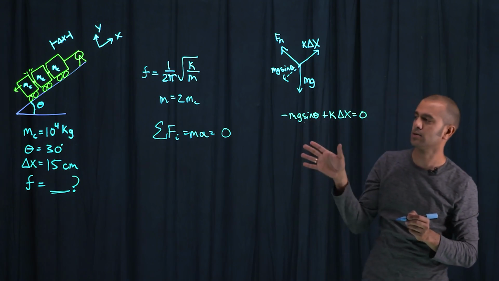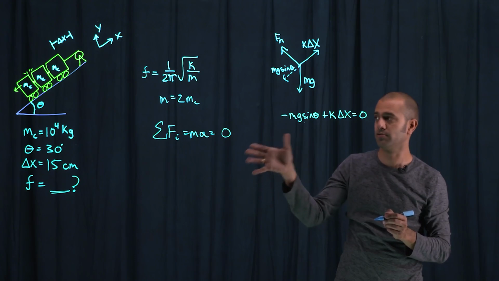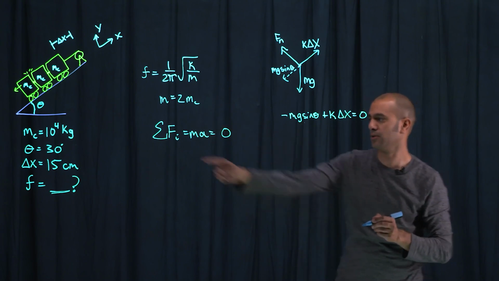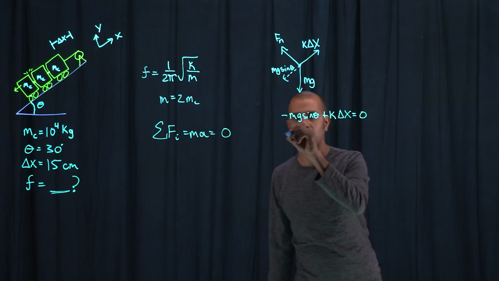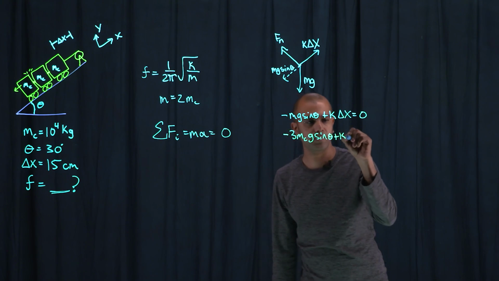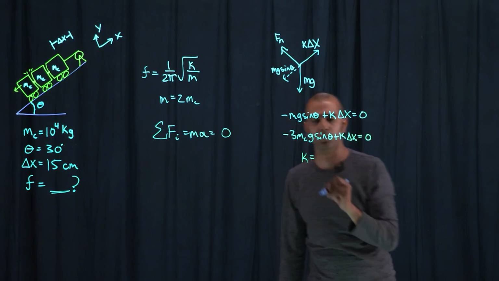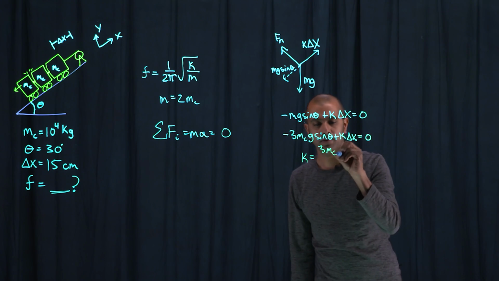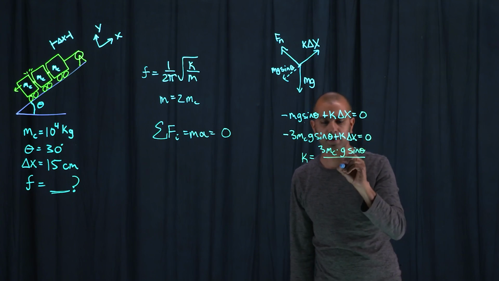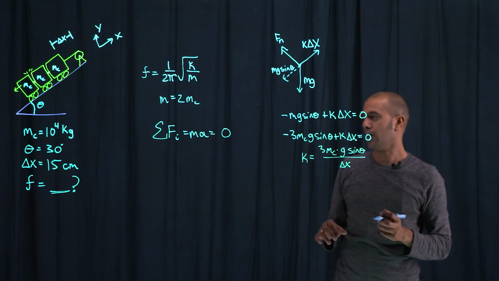Well, in this case, the mass, is it 2 cars or 3? It's 3 because we're analyzing the situation before the bottom car broke off, when it's in equilibrium as these 3 cars are sitting there. So this m is going to be 3 times mc. So you're going to have minus 3 mc g sine theta plus k delta x equals 0. And then inverting this equation, you're going to find that k equals 3 times the mass of the rail cars times g times sine theta, and then you're going to divide that by delta x. And all these quantities are known, so you can solve for k, given the numbers you're given.